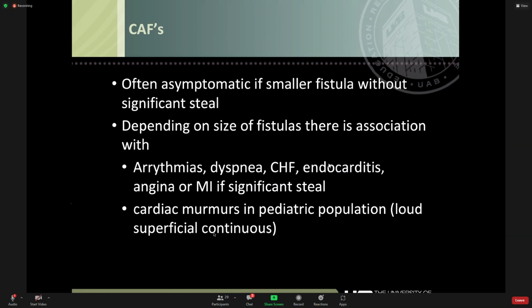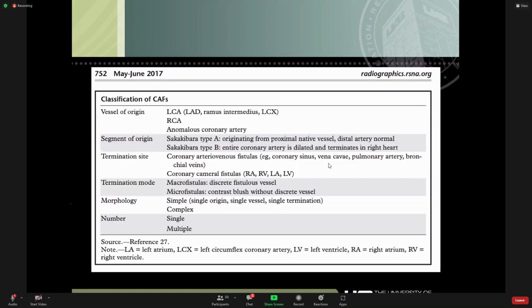If the fistula is small, it's usually not a big deal. If the fistulas are big, they can cause arrhythmias, dyspnea, congestive heart failure, and can cause cardiac murmurs, loud, superficial, continuous murmurs. There's a grading or descriptive table for these fistulas, but we don't typically use it.